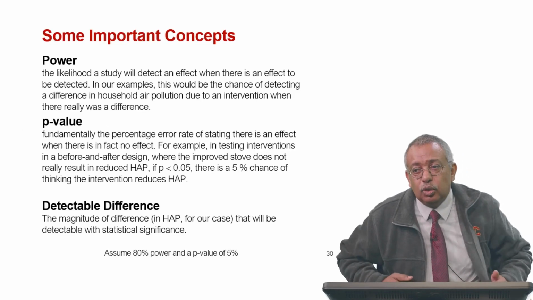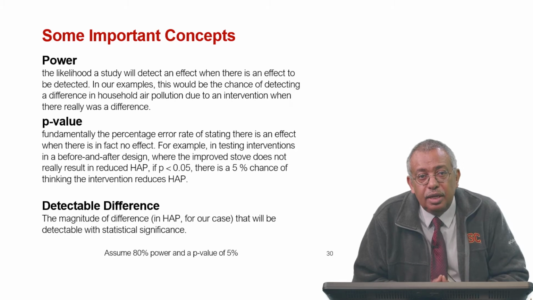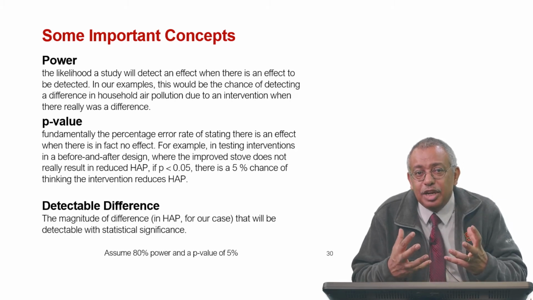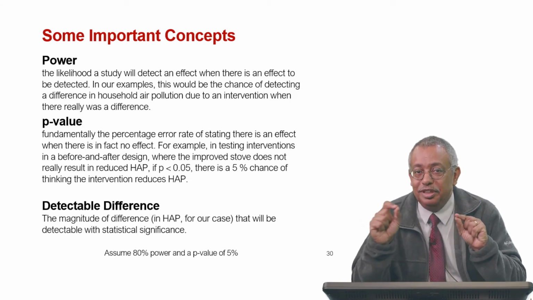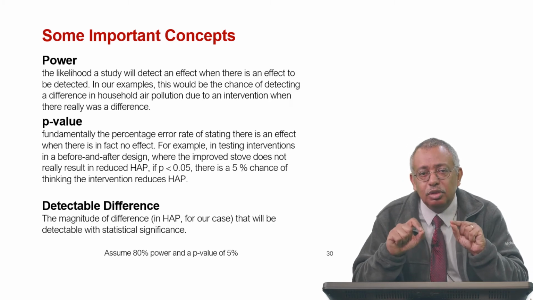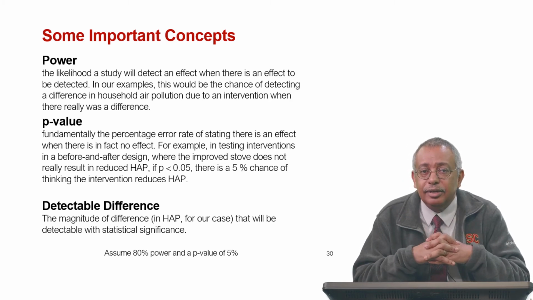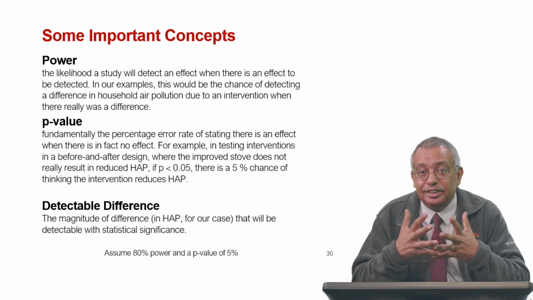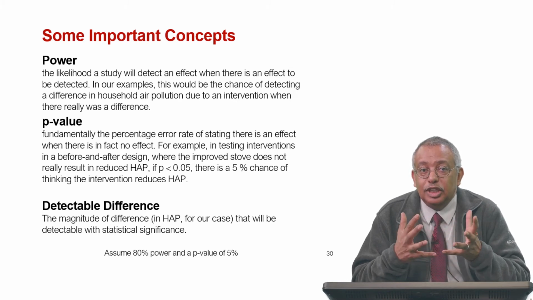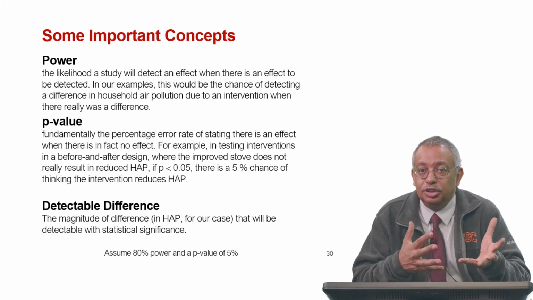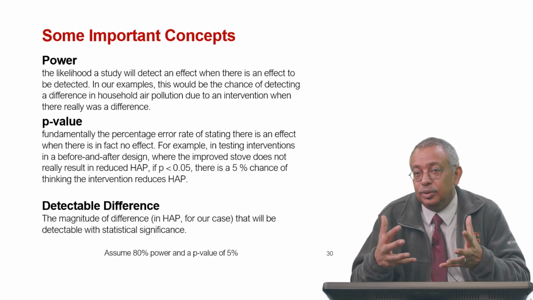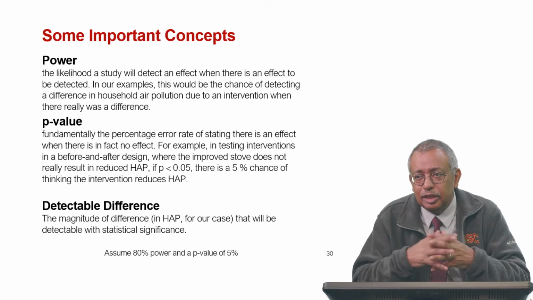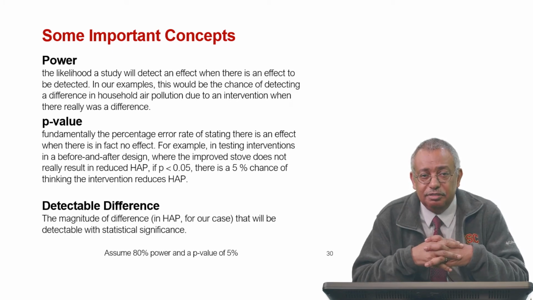So some important concepts to pay attention to. When you talk about power, statistical power is really what we call the likelihood that a study will detect an effect when there is an effect to be detected. It's a little bit of a mouthful, but hopefully it will be clearer as we move forward. So in our examples, this could be the chance of detecting a difference in household air pollution due to an intervention when there really was a difference. So that's what we call statistical power. And we'll try to be a little bit more explicit and exact about this definition.